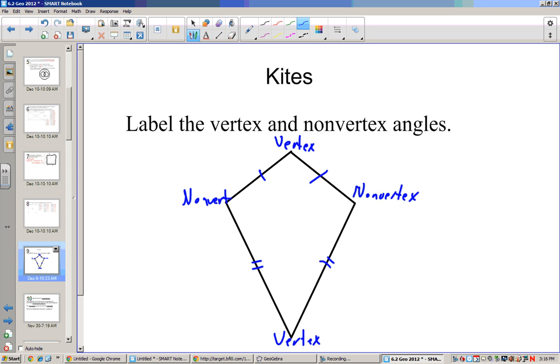Now, some people get fooled by this picture when the kite is on its side like this. Remember, the vertex angle is between the two congruent sides, so that would be a vertex angle, and that would be a vertex angle. So these two would be non-vertex.